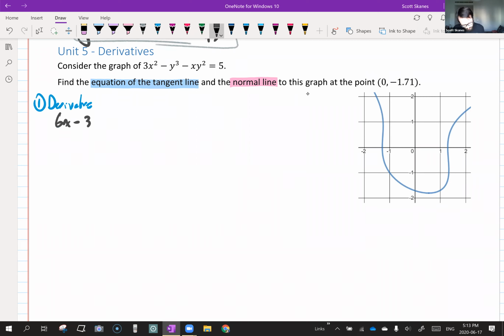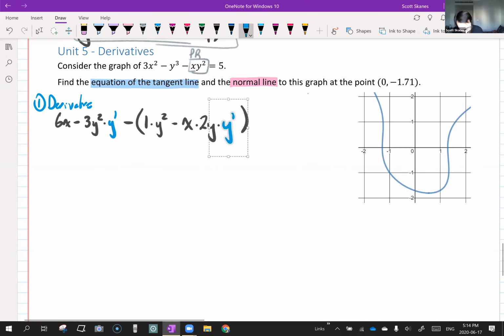6x minus 3y squared. This gives a y prime. Minus, okay, now this is our product rule, and we have to be super careful. There's a minus in front, which means we need to open a bracket before we do our product rule. And we'll be fine. So the derivative of the first one times the second one, minus the first one times the derivative of the second one. Notice that pops out its own y prime.